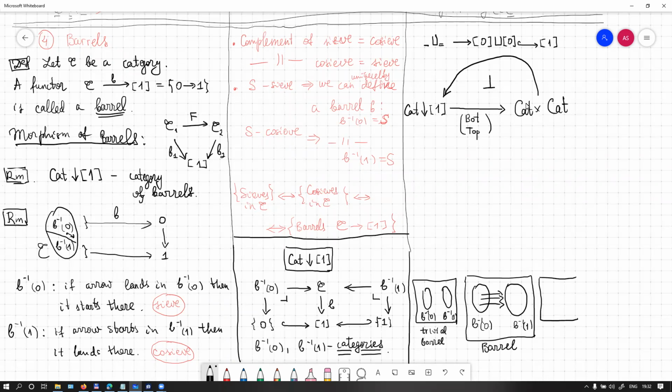It's a barrel where every object in the sieve is connected with every object in the co-sieve. So here we will have pi minus 1 of 0, pi minus 1 of 1. It's also a trivial barrel. So how will we get this one? This is pi minus 1 of 0 join pi minus 1 of 1.